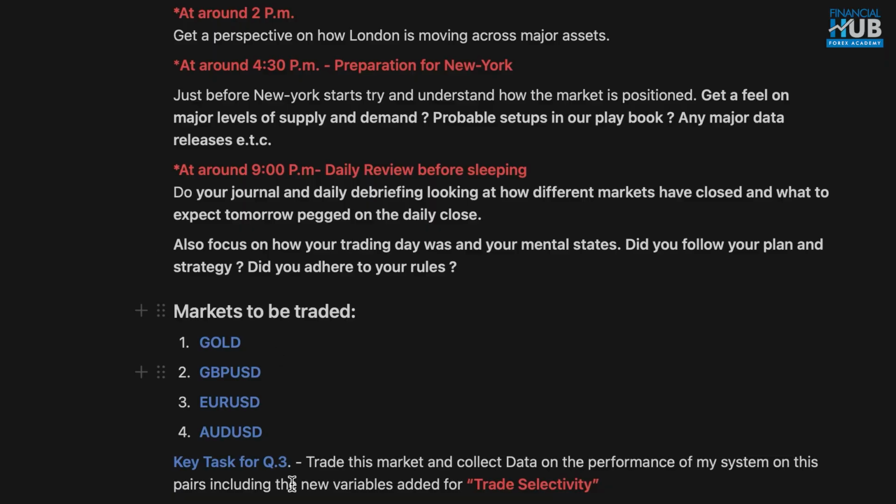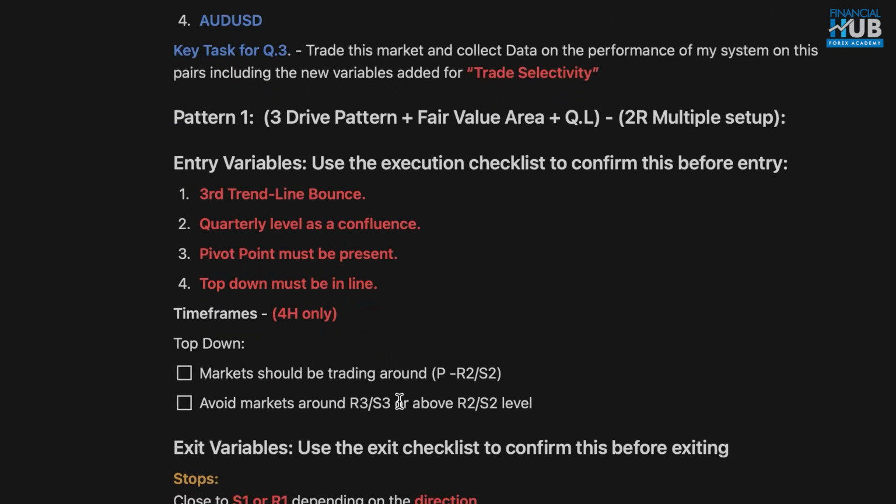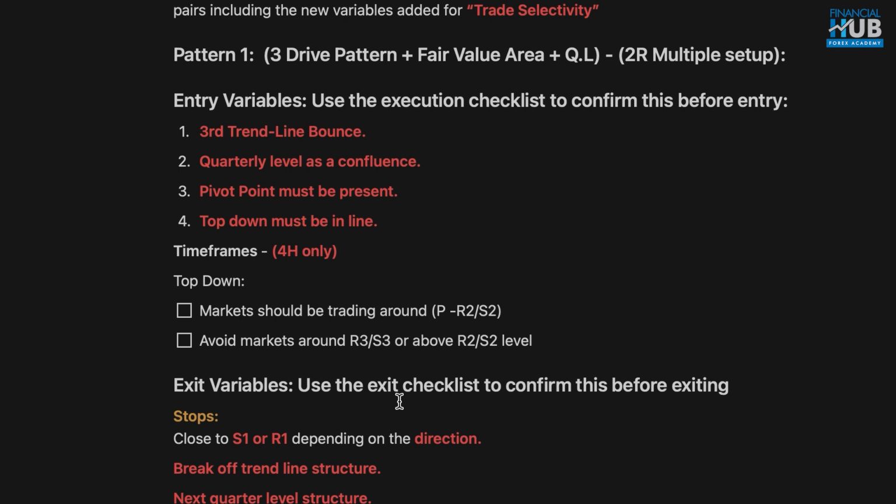Now, the markets that I trade, primarily I'm looking at 4 pairs: gold, GBP/USD, EUR/USD, and the Aussie dollar. That's where I'm focusing. And the setup and pattern that I'm trading is the 3-drive pattern alongside other confluences, which include the fair value area and quarter levels. It's a 2-hour multiple setup, and the entry variables that I'm looking at are the 3rd trendline bounce, quarterly level as a confluence, pivot point must be present, and the top down must be in line. My execution time frame is specifically the 4-hour time frame.